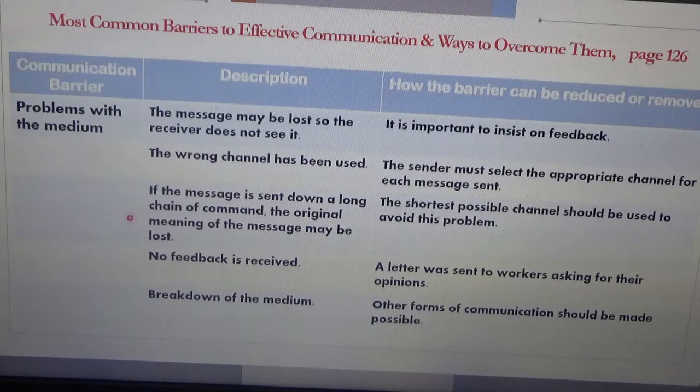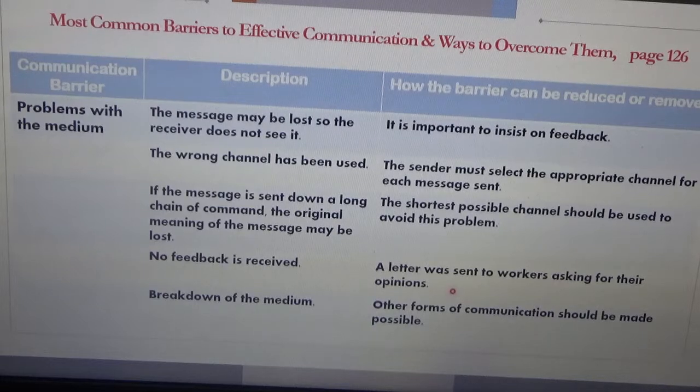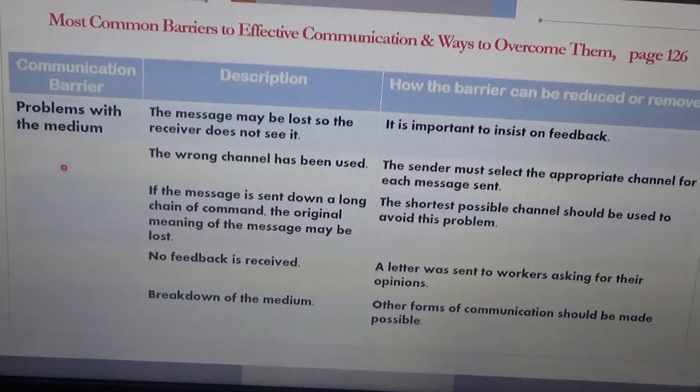Next is no feedback is received. If there will be no feedback received, how can we deal with this? A letter was sent to workers asking for their opinions. Next, breakdown of the medium. Other forms of communication should be made possible if we will not use the same medium.